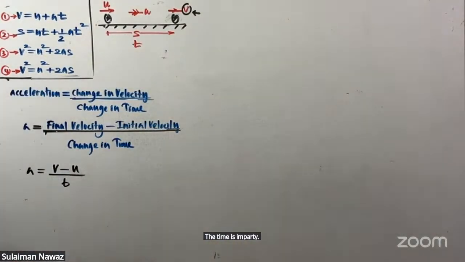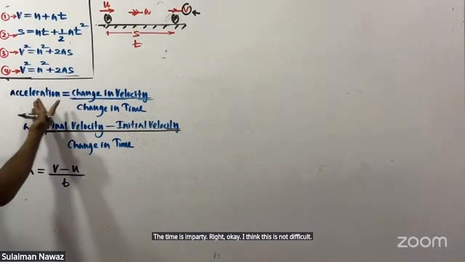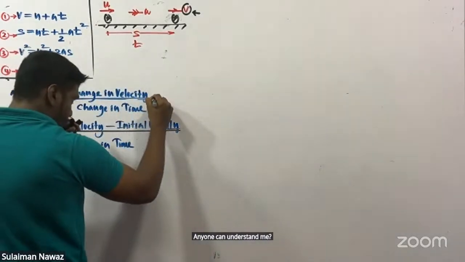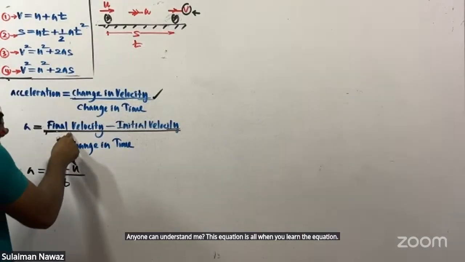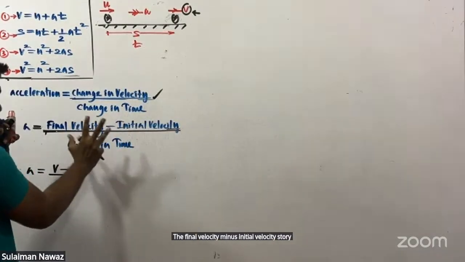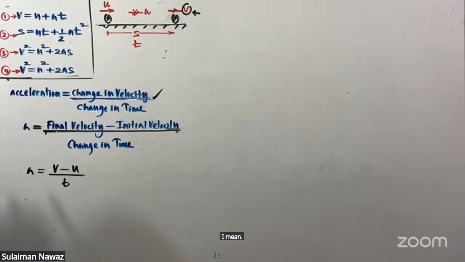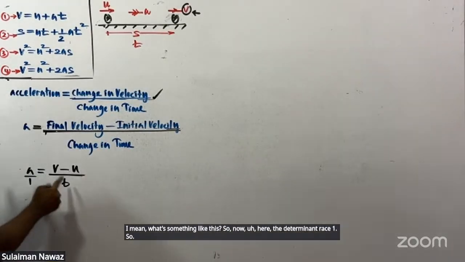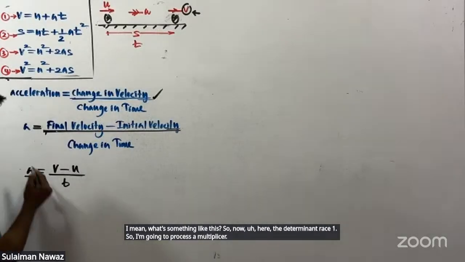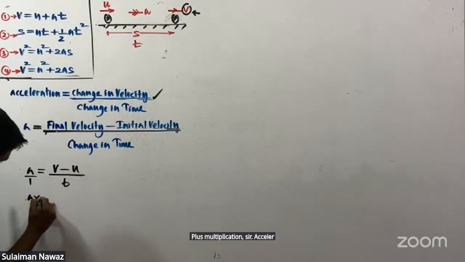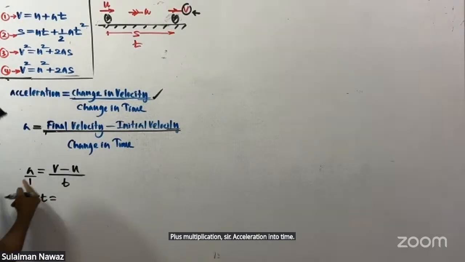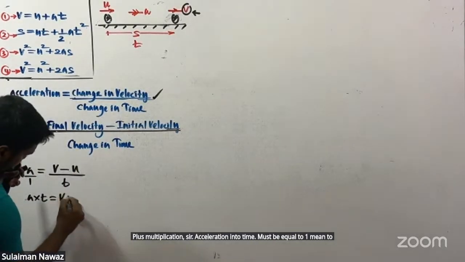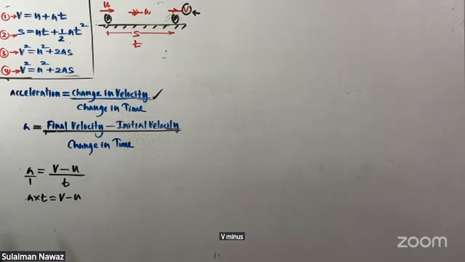Okay, I think this is not difficult. Anyone can understand? This is the equation you learned at an earlier level. Final velocity minus initial velocity is clear. Now the denominator is 1, so I am going to cross multiply. Acceleration into time must equal 1 into v minus u.